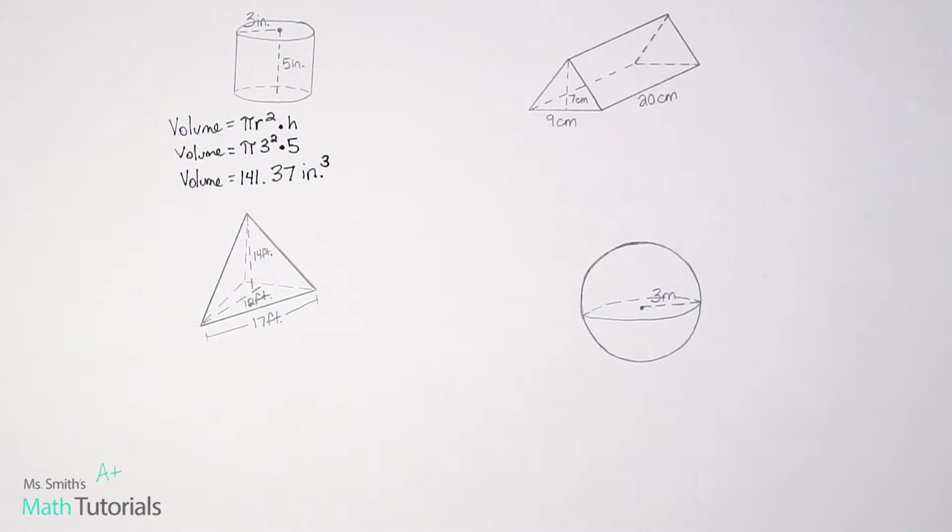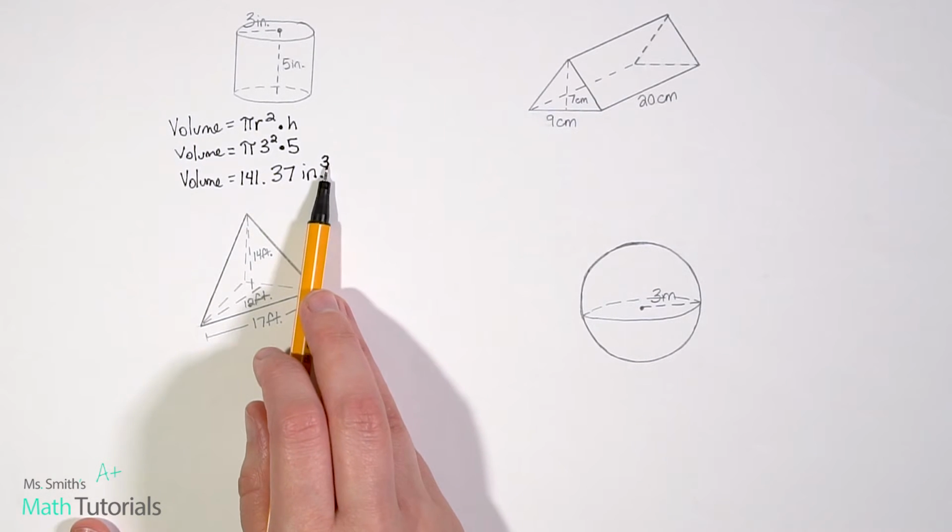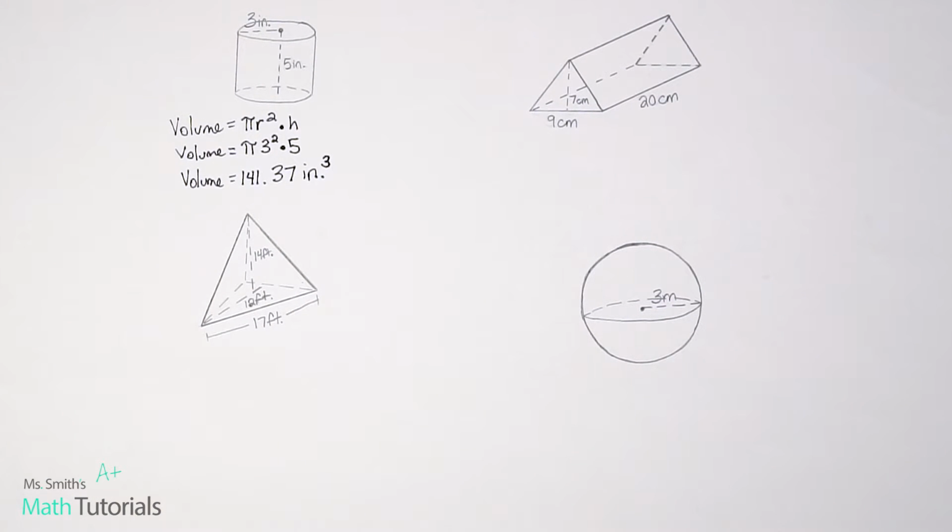So when we're finding like area of a 2D shape, like just a basic square or basic circle, then we would call that inches squared, right? But because we're working with a 3D shape, we call it inches cubed. So that's an important distinction to make, and you always want to make sure you include your units. Okay, so let's move on.